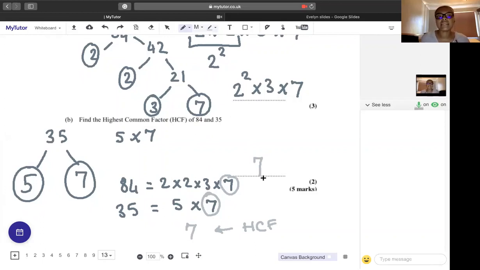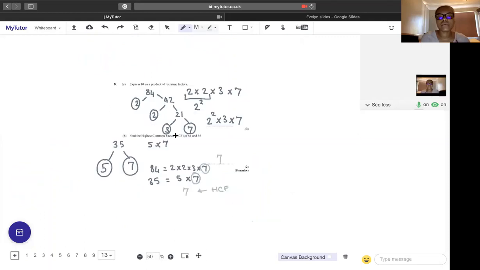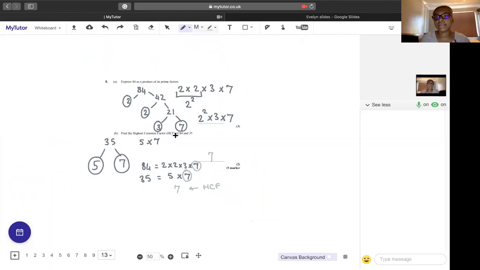And that is highest common factors and lowest common multiples. Great, thank you so much, Evelyn. I have had some questions come through, so I'll read some of the ones that I've seen. If you have any more questions, then please ask them, everybody.